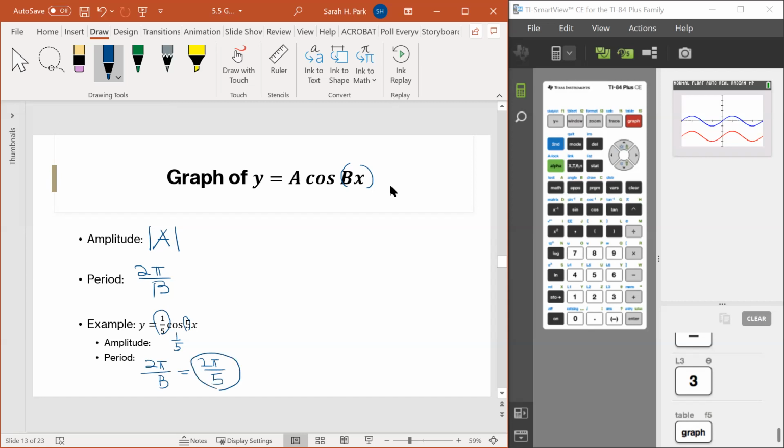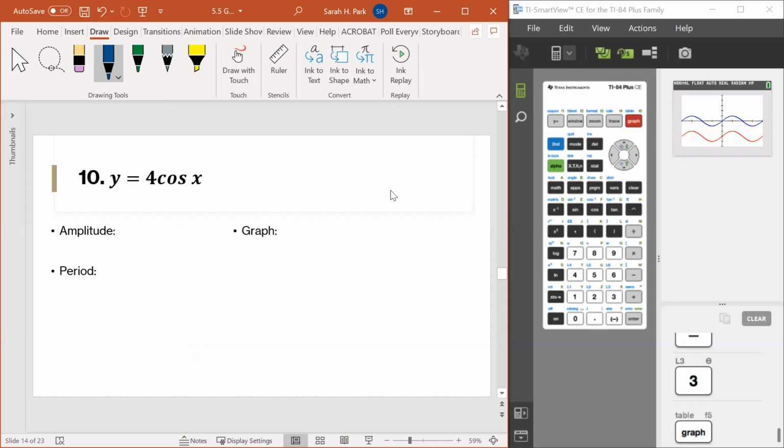Okay, let's graph some of these. Number 10, we have y equals 4 cosine of x. And so the amplitude is 4. And here the period would be 2 pi over b. Actually, for the cosines, I'm going to do some of the homework problems with you so that I can show you how to do this with the homework from my math lab. So let me hop on over to the homework.